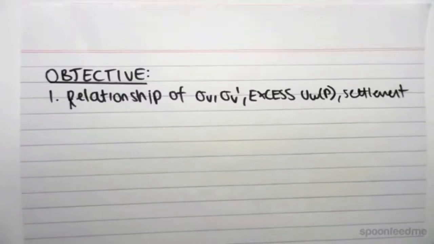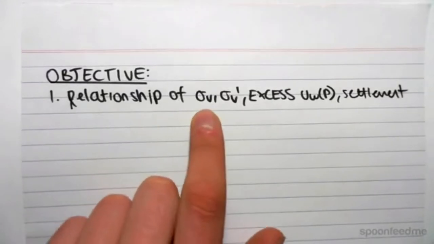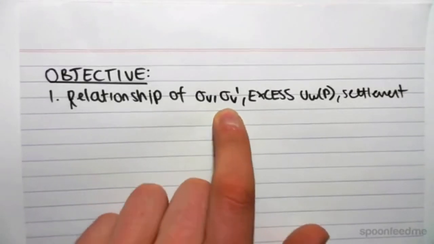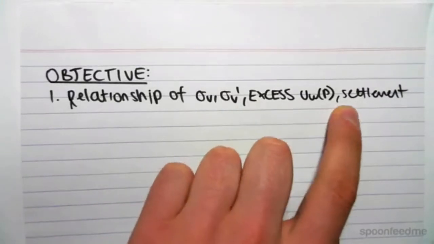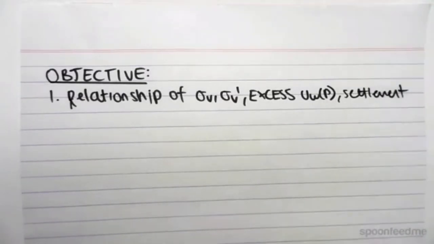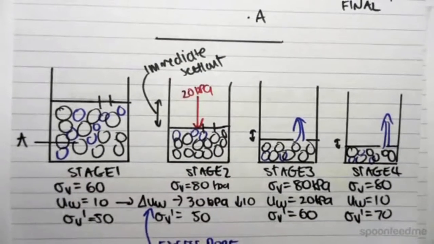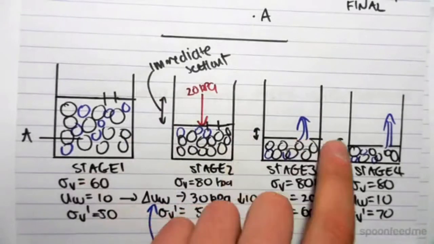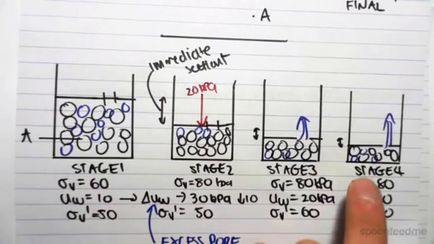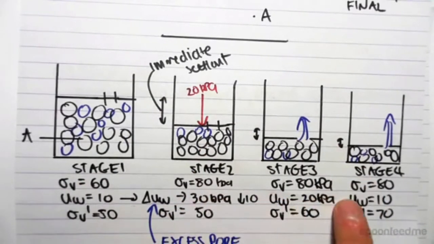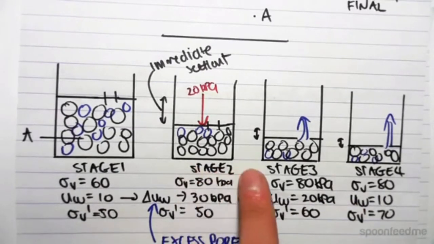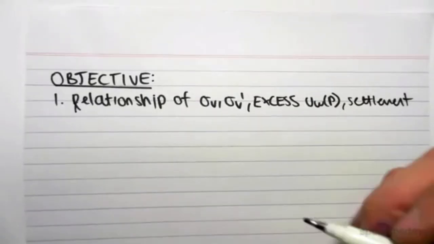Hey guys, this is continuing straight on from the previous video, where I'm going to be looking at the relationship between the total stress, the effective stress, the excess pore water pressure, and settlement. So in the previous video, we saw how over time we get settlement, a change in pore water pressure, if the total stress remains the same, and we get a change in the effective stress. So we're going to plot all that now to get a better understanding of what's going on.